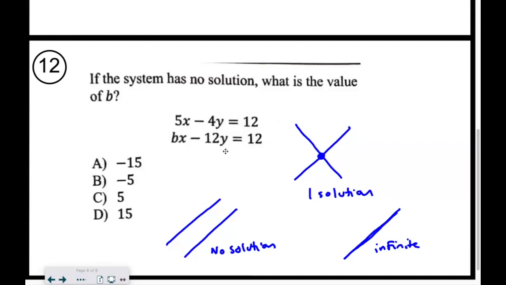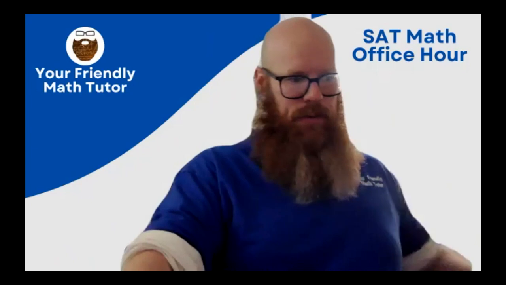So knowing that we want this case for this problem because it says no solution, you could use that. Parallel lines have the same slope. So there is a way to do this more algebraically. We also could use the elimination method and do it that way, but we're going to use Desmos. So here's how we're going to do it. I'm just going to type that into Desmos.